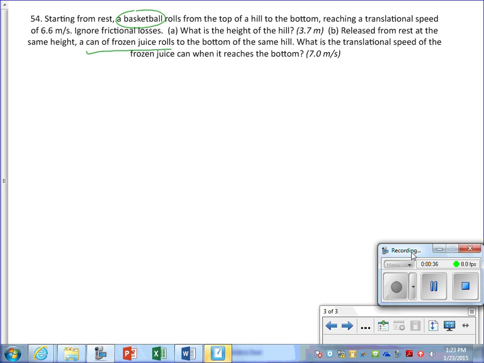Starting from rest, a basketball rolls from the top of a hill to the bottom. Okay, so fine. Starting from rest, we go from there to here. So what's the height of the hill? We have a speed at the end.